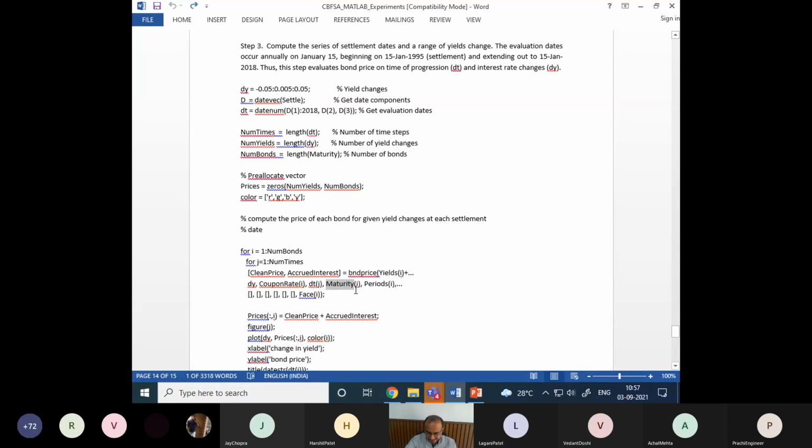Okay, maturity remains the same, other things remain the same, but only for bond I, which is bond 1 initially, then for bond 2 and later on. And then I find the prices of bond I first, because my I is 1, so it is for bond 1. So for all yields, I will calculate the clean price plus accrued interest and sketch it in some figure, and I plot dy versus price, meaning change in yield versus price for bond 1, and let me assign color I. The third parameter is color I. So for bond 1 it is red, for bond 2 it will be green, and so on.